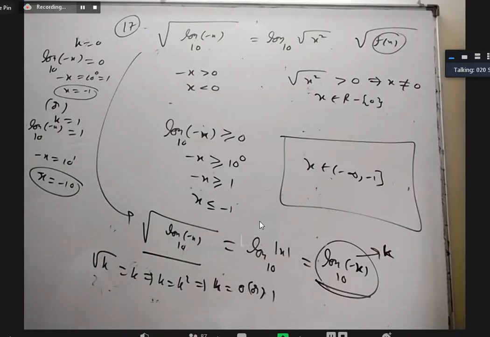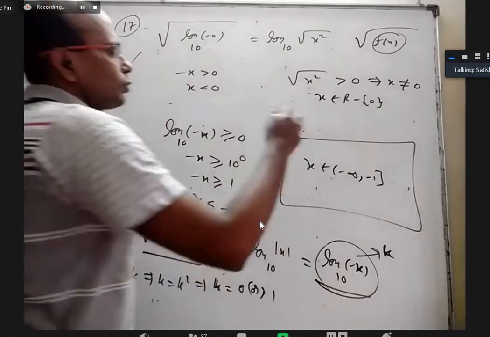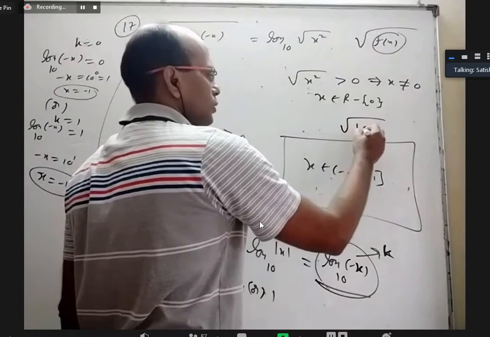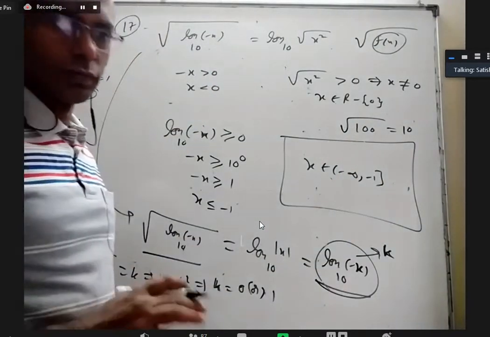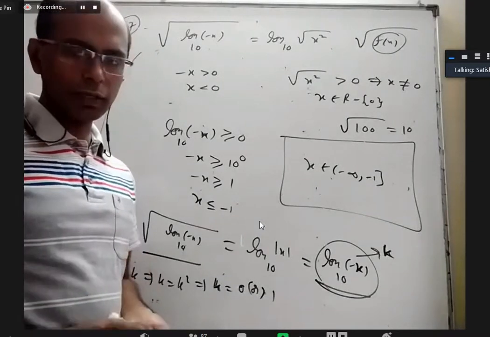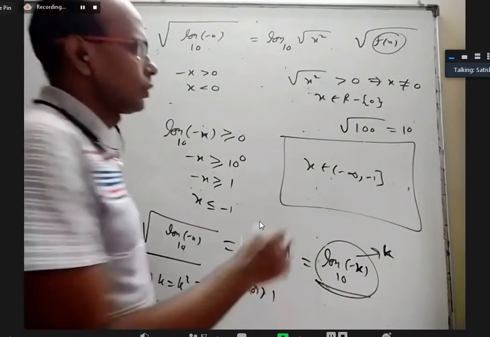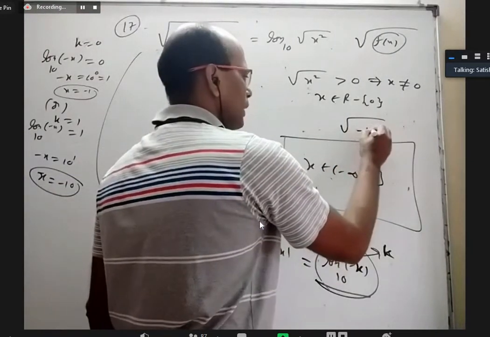Sir, can't we cancel the square and square root, sir? Square and square root, what do you mean by that? Sir, it is under root x square. Yeah, root x square is not x. Root of something, let us say root 100. I said root 100 is only 10, it is not minus 10. We decided like that. Am I correct? Okay. Yes, sir.